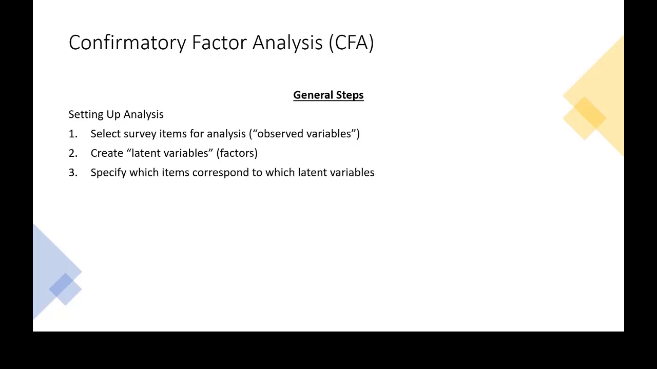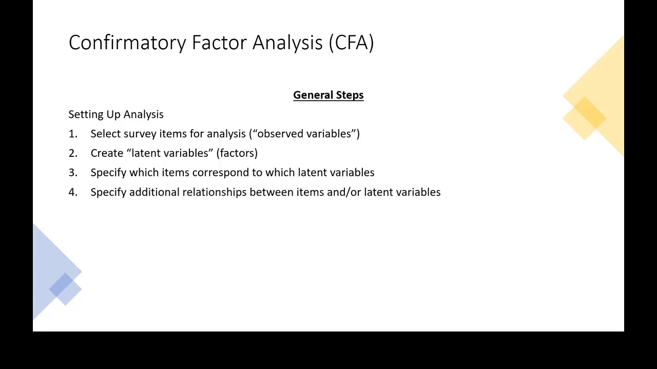You're telling the software which items correspond to which latent variables. So neuroticism items 1, 2, 3, and 4 correspond to the neuroticism latent variable. Agreeableness items 1, 2, 3, 4, and 5 correspond to the agreeableness latent variable. So you're telling it exactly how everything relates.